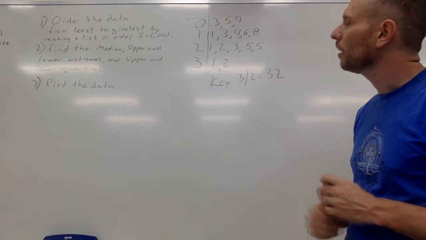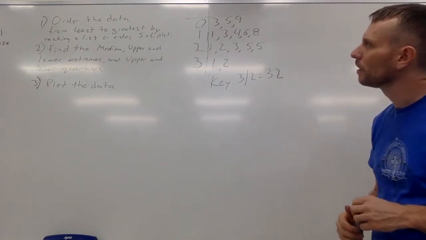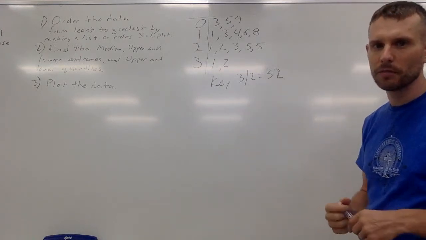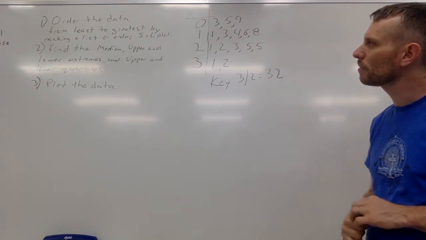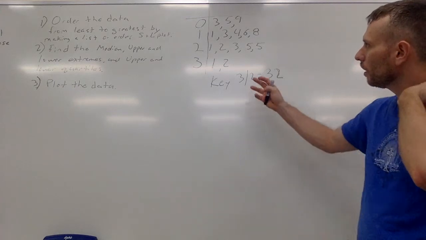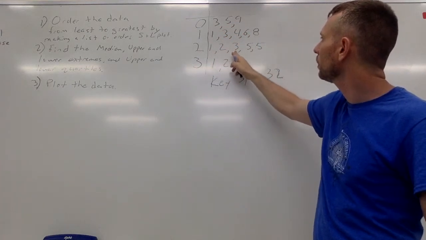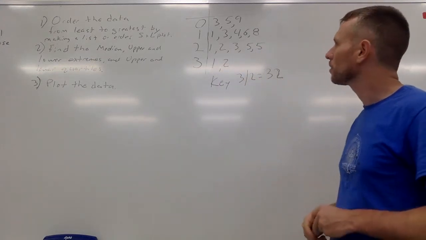So first step again, we need to order the data from least to greatest by making a list or an ordered stem and leaf plot. I already have the ordered stem and leaf plot, so we've done that. Now we're going to find the median, upper and lower extremes, and the upper and lower quartiles. There's 1, 2, 3, 4, 5, 6, 7, 8, 9, 10, 11, 12, 13, 14, 15 numbers in this data set.